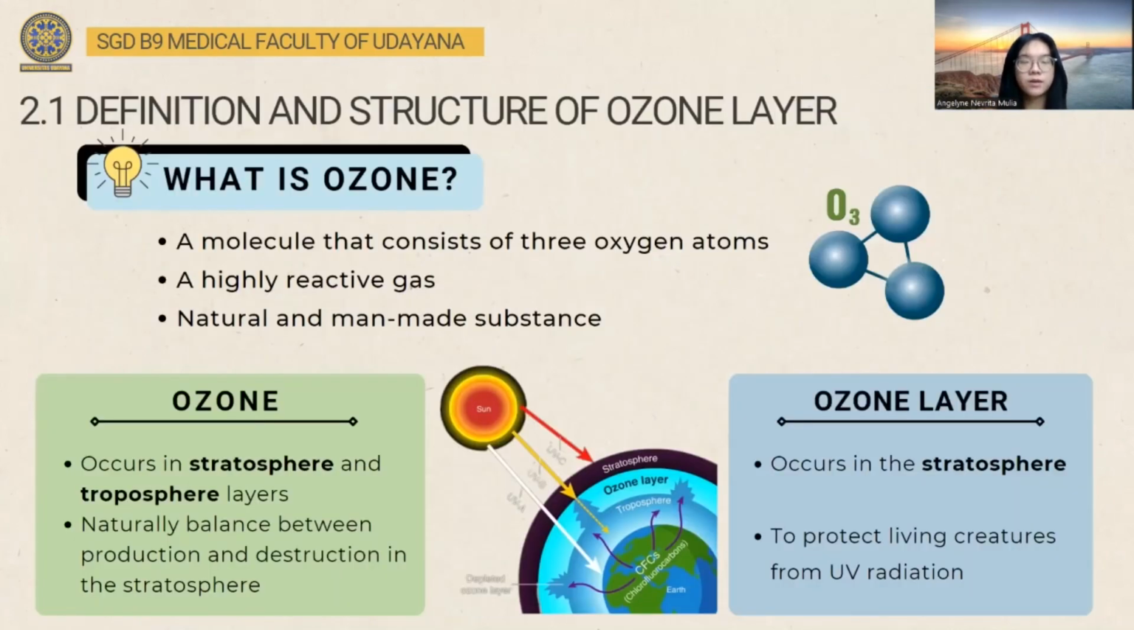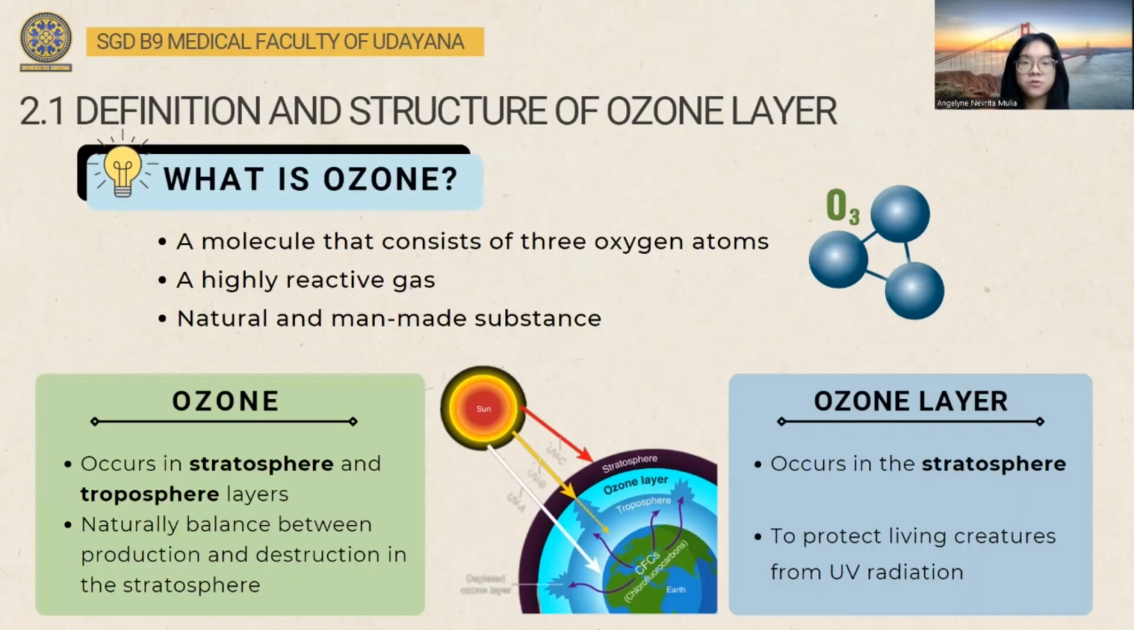So next I will continue about the definition and structure of the ozone layer. Ozone is a molecule that consists of 3 oxygen atoms. This is why ozone is a highly reactive gas. Ozone is both a natural and man-made substance that occurs in the stratosphere and troposphere layers. In the stratosphere, it is naturally created by the interaction between molecular oxygen and UV light. While in the troposphere, it is made by the photochemical reaction between two major groups of air pollutants, nitrogen oxide and volatile organic compounds.